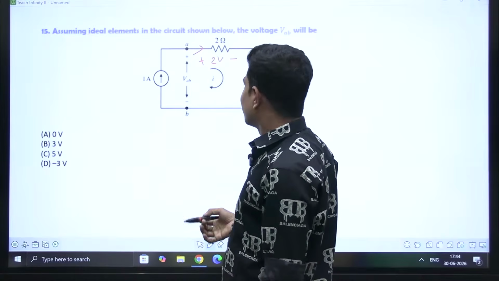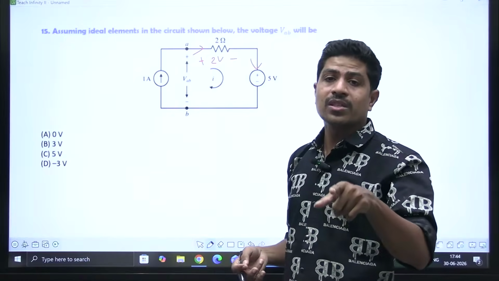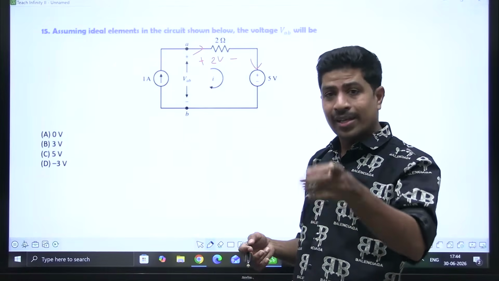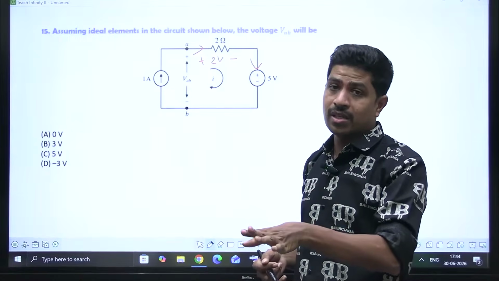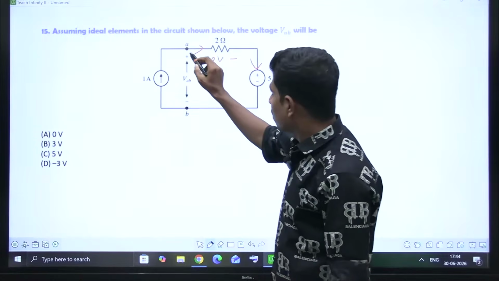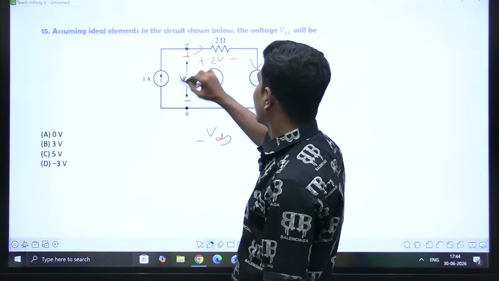Write KVL. Sir, where to start, where to end? Wherever you wanted to start, you started, but end there only. Because KVL means Kirchhoff's voltage law, that is applicable only in a closed path. Only in a closed path. If a closed path is not there, you imagine a closed path is there and give some polarity like this, plus minus VAB. This is VAB. I'm writing minus VAB. I started here.